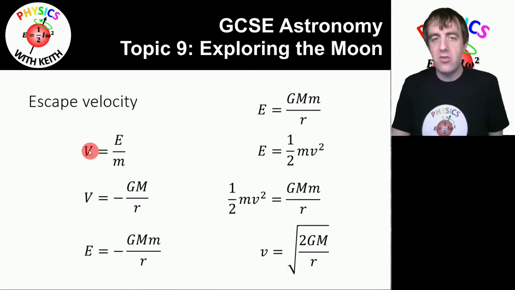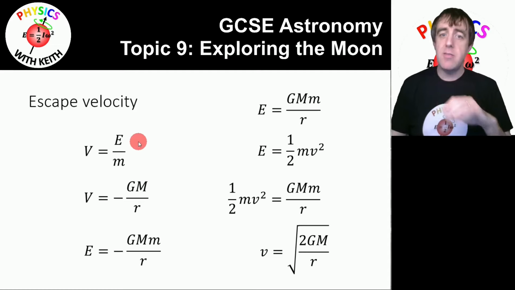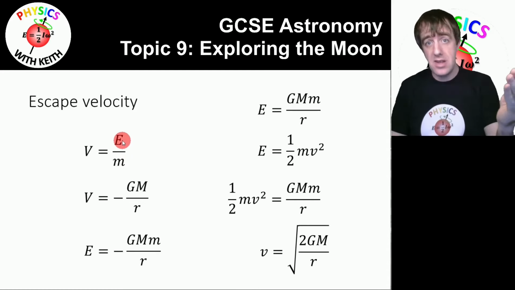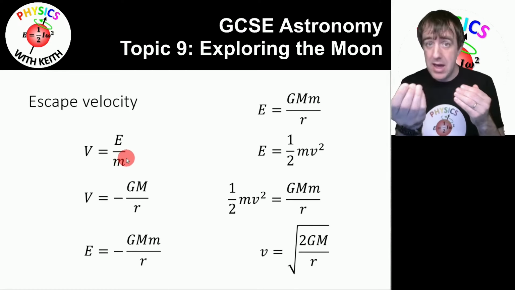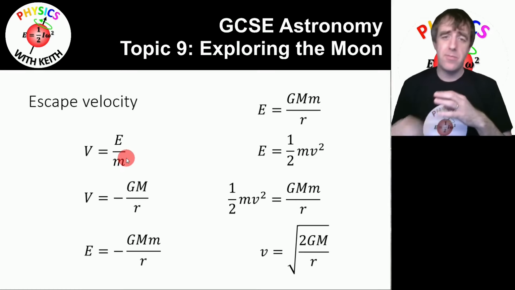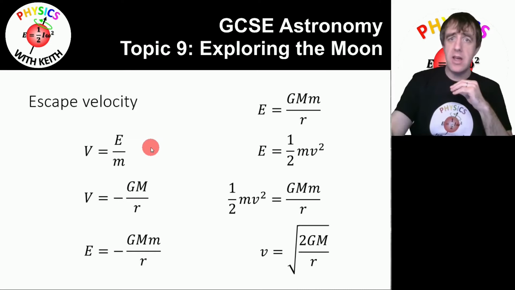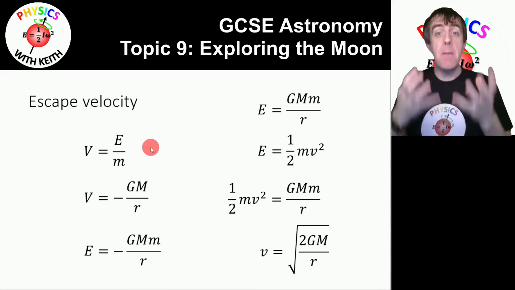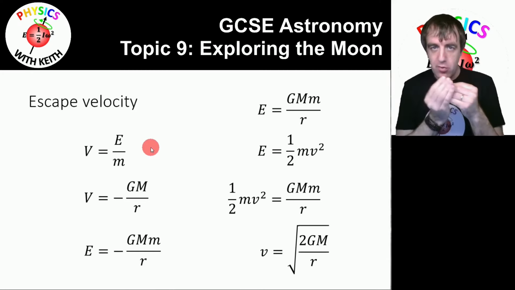So I've got here an equation, V equals E over m. That's an equation for gravitational potential. It is the amount of work done on a mass, bringing it from infinitely far away to where it is, divided by that mass, so per unit mass. So for example, bringing a kilogram mass from infinitely far away to the Earth's surface, it gets 63 million joules of energy in doing that. So it's gaining kinetic energy as it falls towards the Earth.